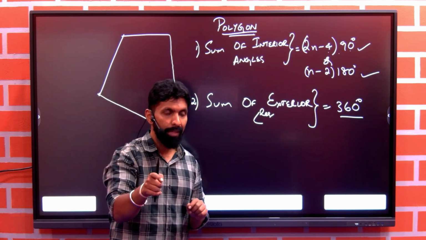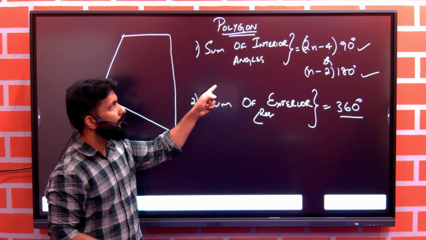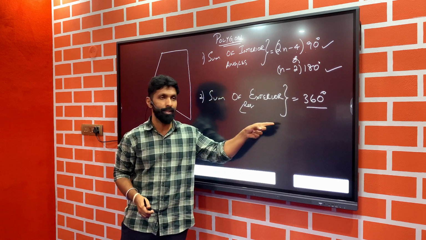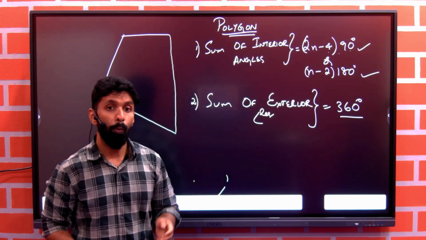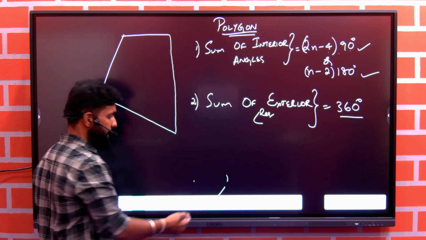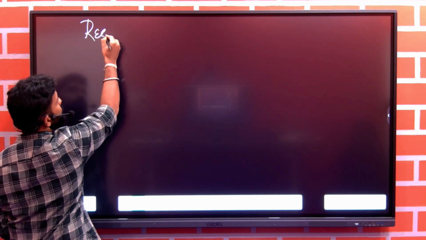Sum of interior angles, sum of exterior angles. I hope you understood. So sum of interior angles is (2n minus 4) into 90 degrees. Sum of exterior angles is just 360 degrees. Okay. Now when it comes to a regular polygon, that is even more important. Let's talk about that.